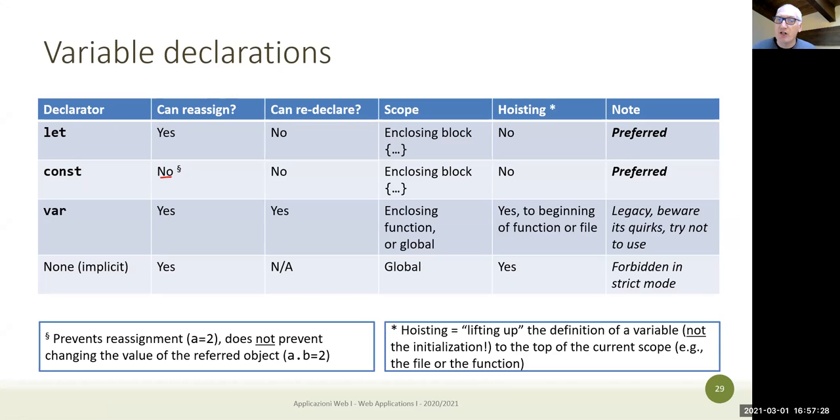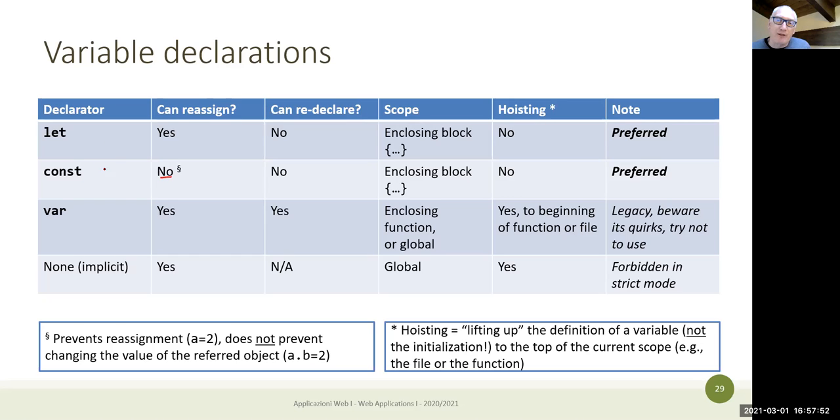The scope of let and const is the block in which they are declared. Quite normal, like you are used to in Java or in C. When you declare a variable inside a block, that variable is only visible inside that specific block. That specific block of braces, right?